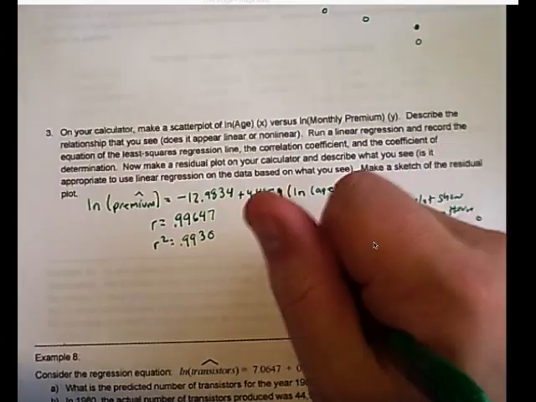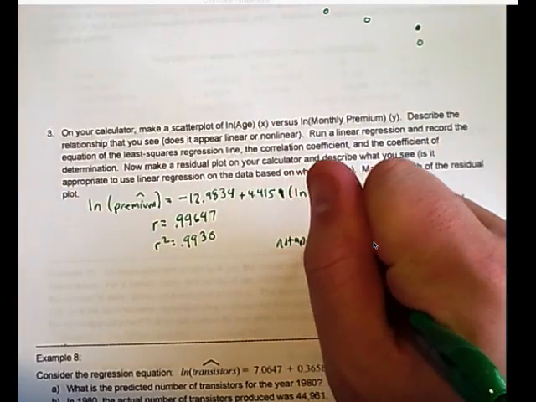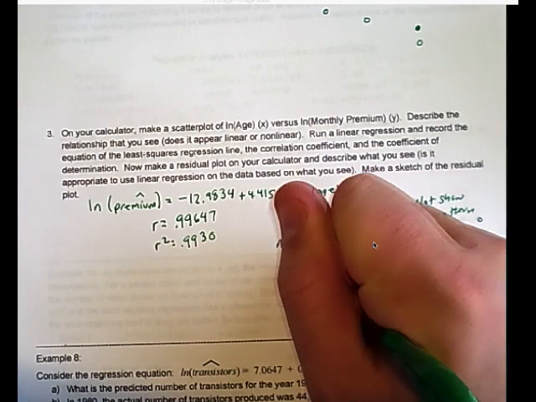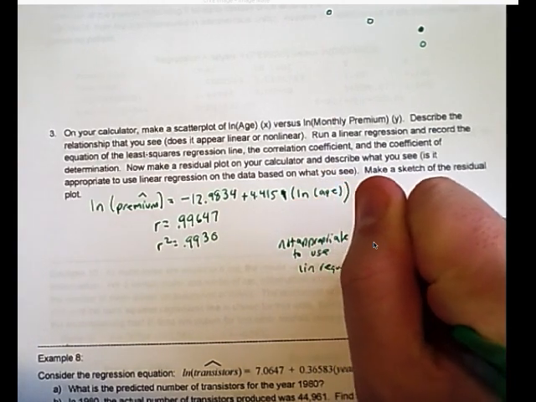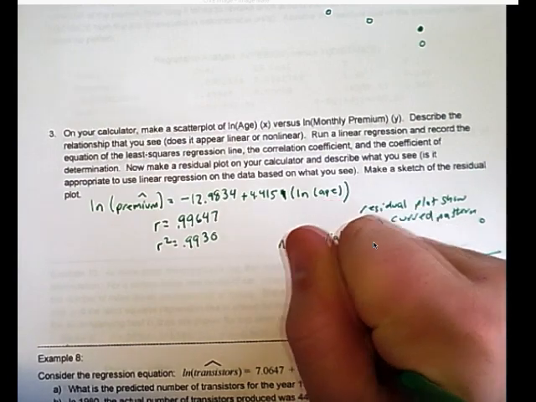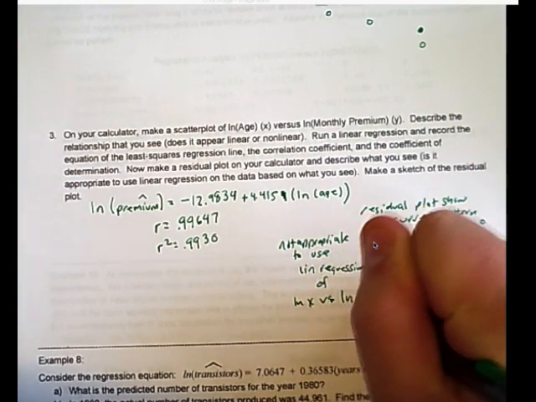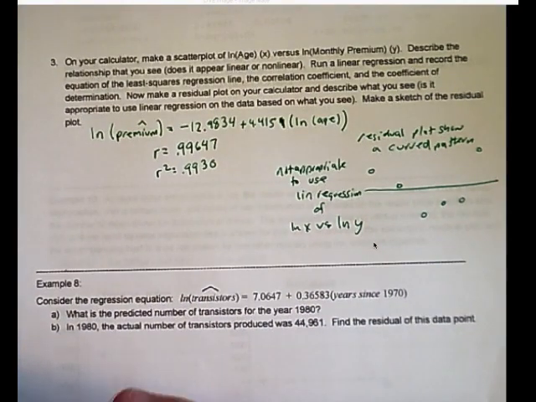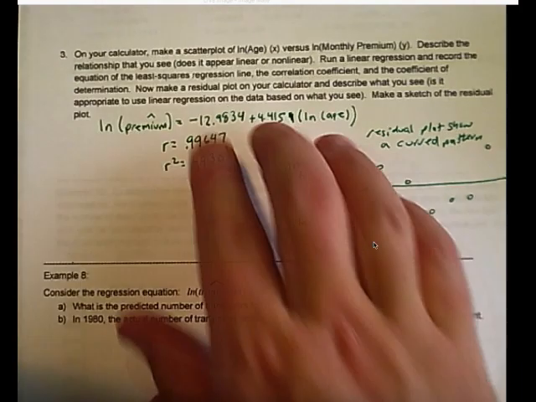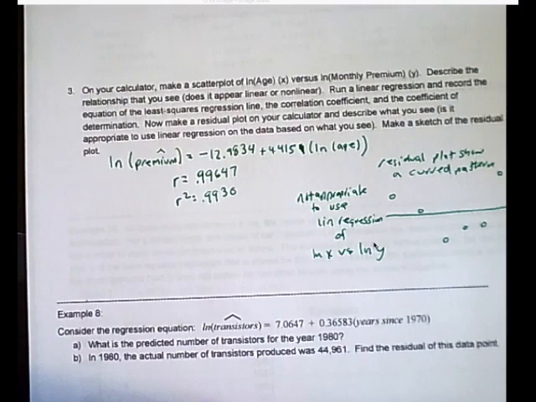So it would not be appropriate to use linear regression of ln of x versus ln of y. The second one, when you get one that works, you can usually stop there. All right, when you get one that works, stop there. So it wasn't really necessary that we did problem 3. Number 2 was good. We could have stopped at number 2. All right.